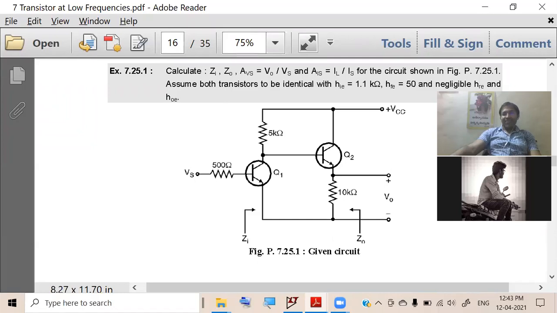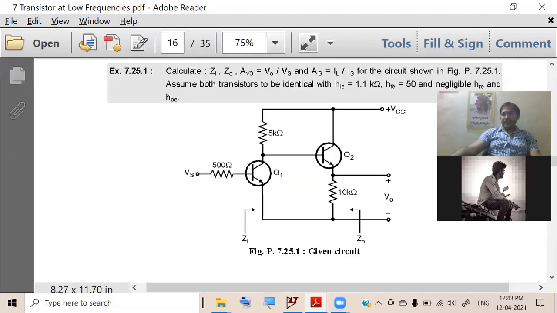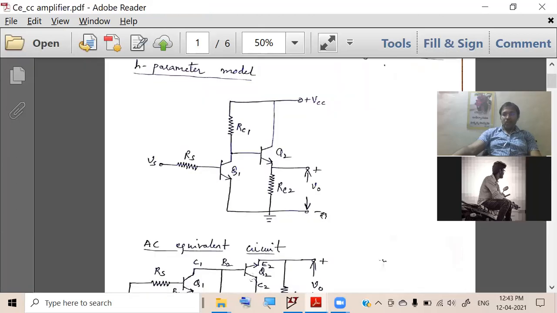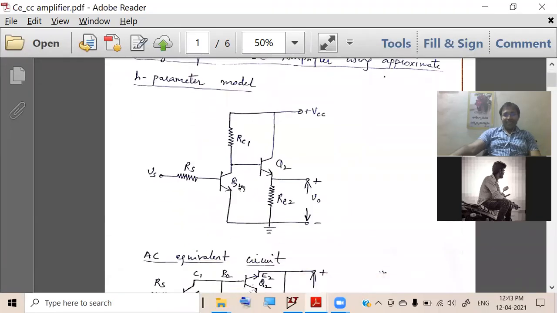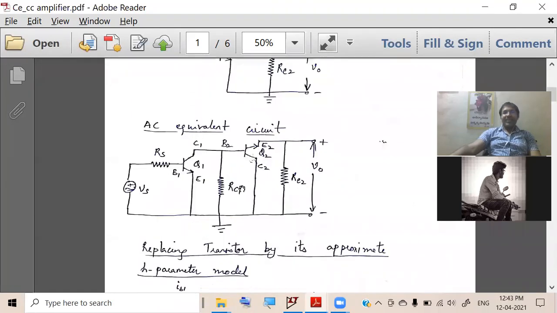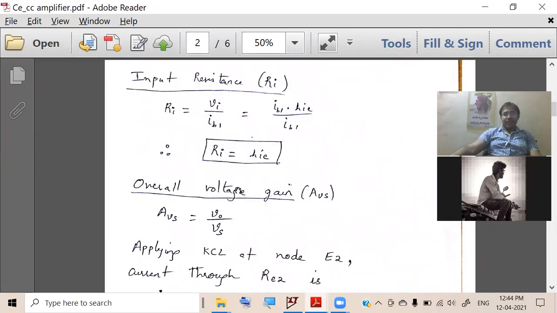Likewise, whatever Z0, AVS, AIS we find for this circuit, only those things are asked. Whatever we find for this circuit, the same we can use as formula here. So that is what we will be doing in today's class. Yesterday's class we already saw this circuit. We took the AC equivalent, then we replaced the transistor with the H parameter model. We did all this.